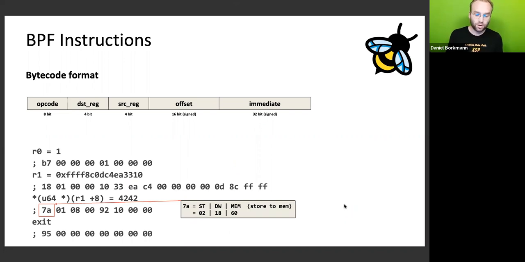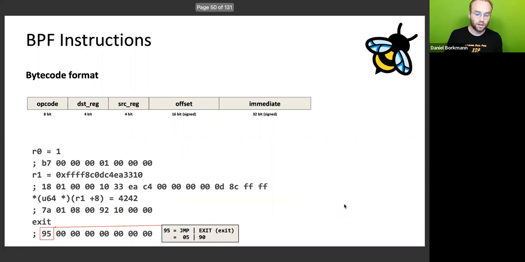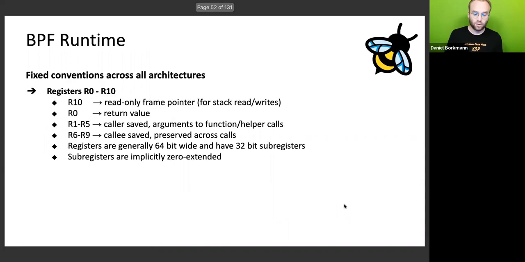And now we have a store instruction. So we want to store a double word, so a 64-bit value, into memory. We can see the destination in this case is R1, which holds the memory address. And the offset, in this case we have an offset, it's 8. And the immediate value, again encoded in little endian. Last but not least, we have an exit instruction, and the rest here has to be fixed to 0. So yeah, that's how the instructions look like.